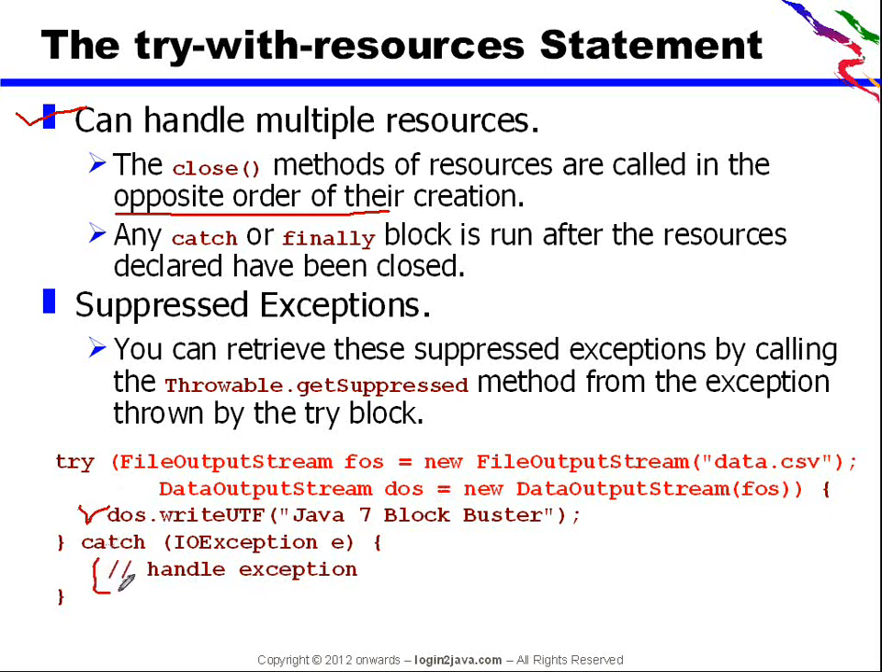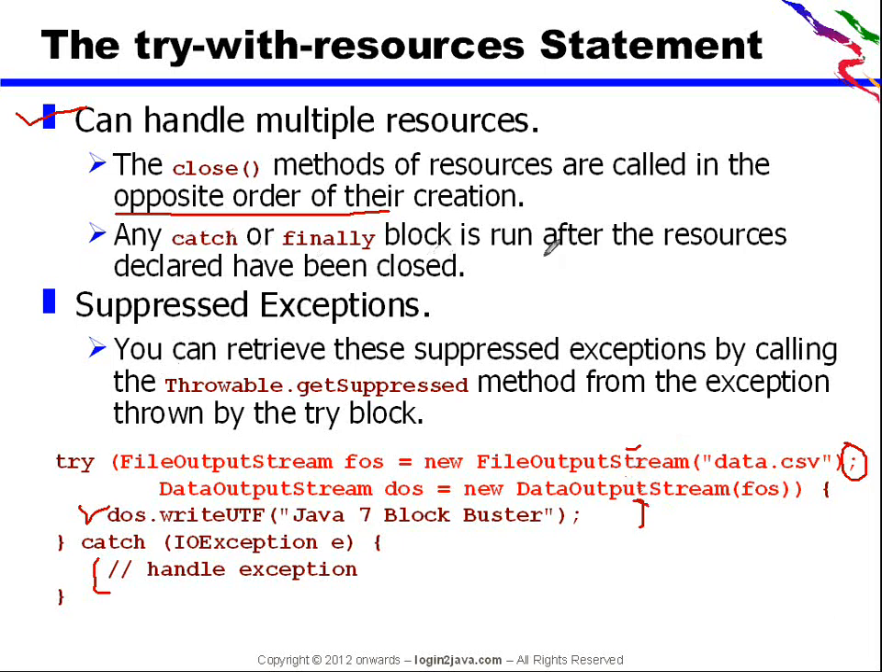You can handle the exceptions over here, but need not specify closing for each of the resources that you have opened within the try. And with this, simply by putting the semicolon, you can specify multiple resources in a single try. This is the try-with-resources statement. Now, called in the opposite order. This means this will get closed first and then this will be closed.